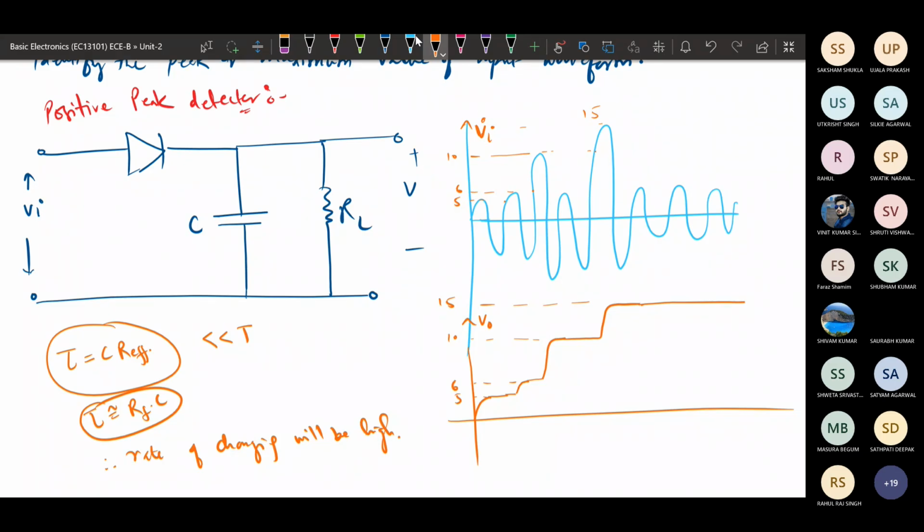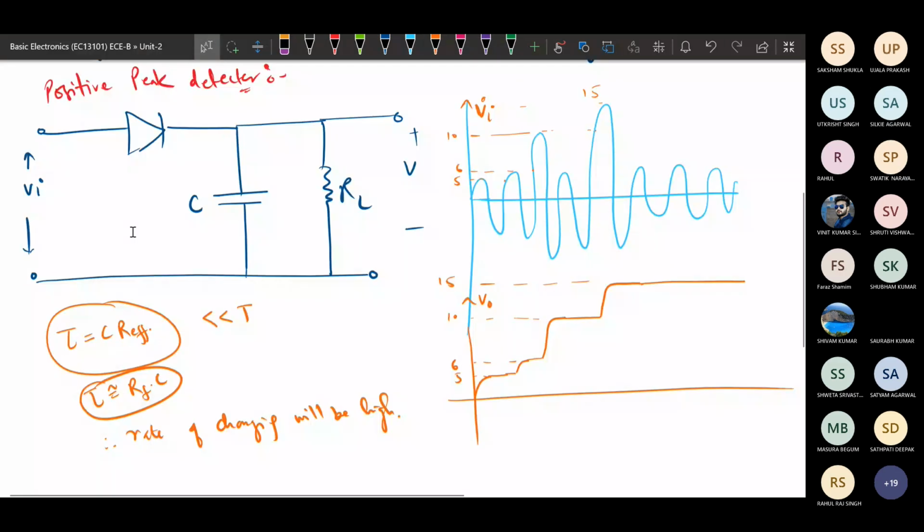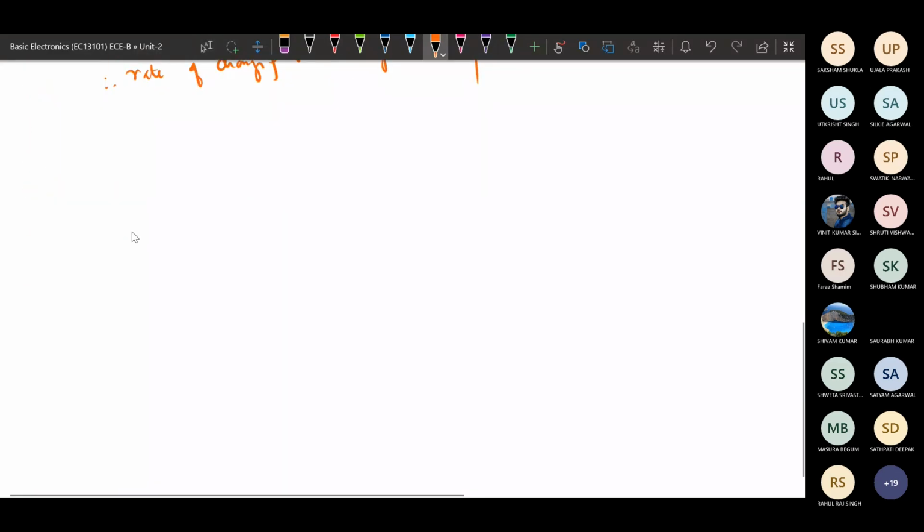The next point we can see is the orientation of the diode and capacitor. When the capacitor was here and the diode there, it was a positive or negative clamper circuit. Once we replace the diode and capacitor positions, so that the capacitor is across the output load resistance, it behaves like a peak detector circuit. Whether it is positive or negative is defined by the diode orientation. If the diode is connected in this way, it will be a positive peak detector. If we connect the diode in the opposite direction, that will be a negative peak detector.